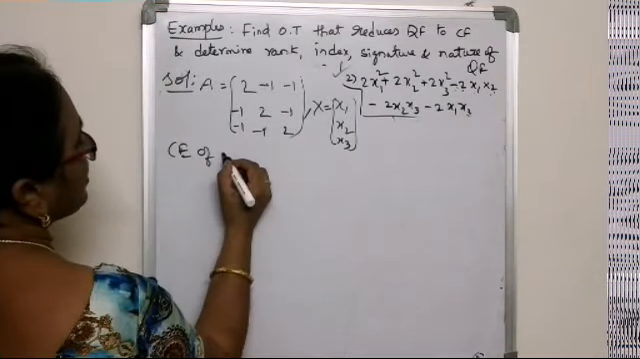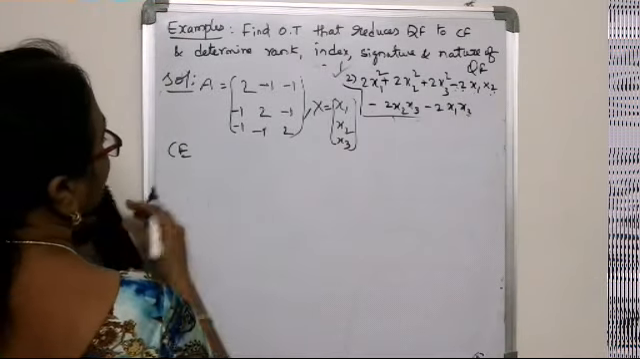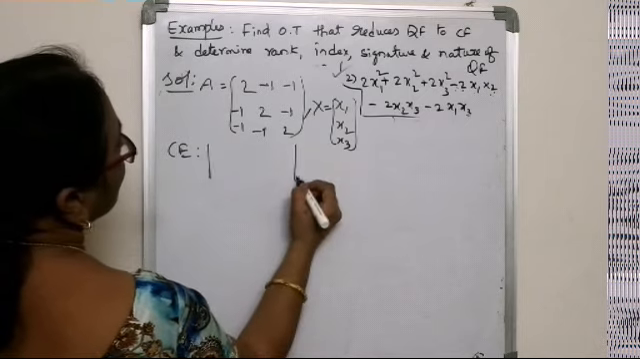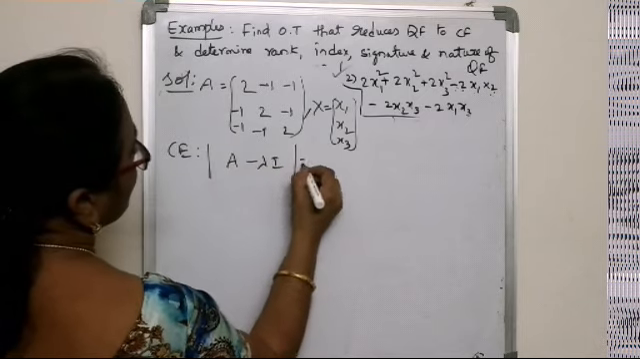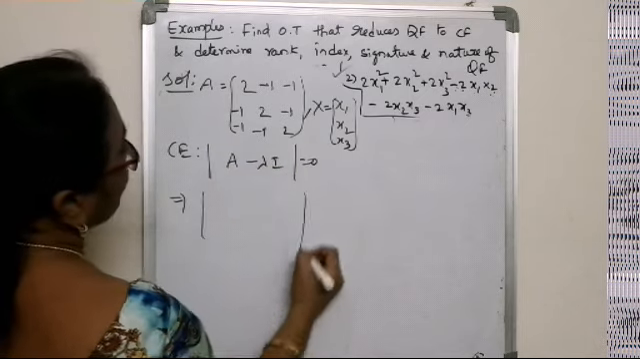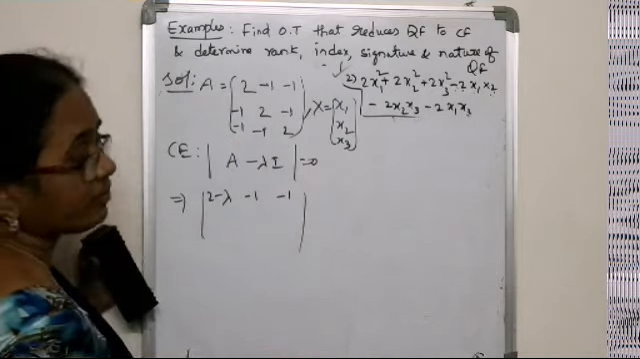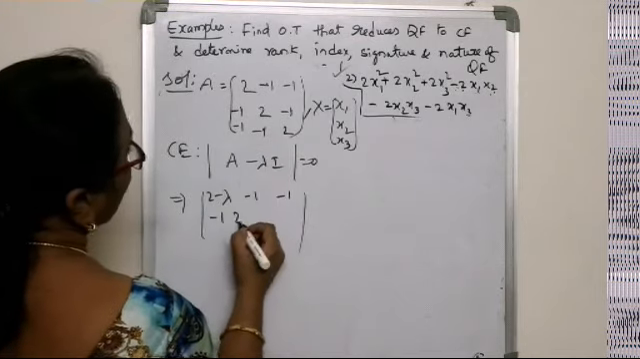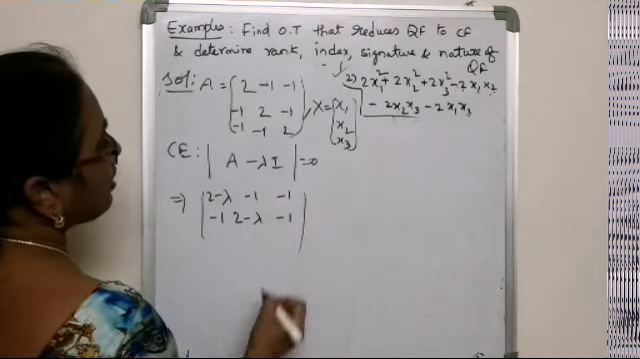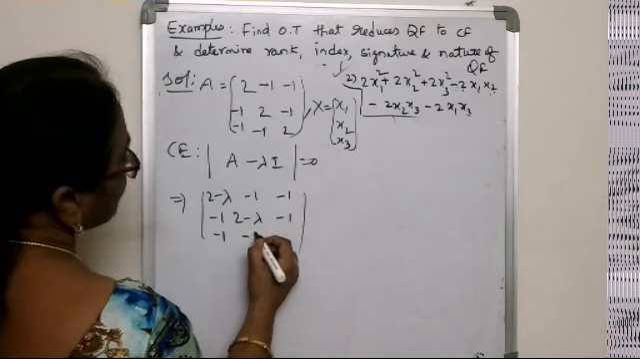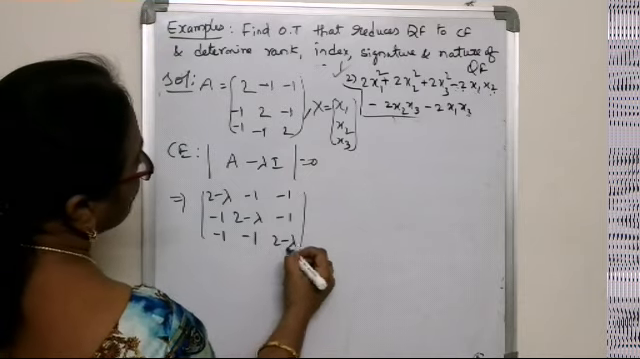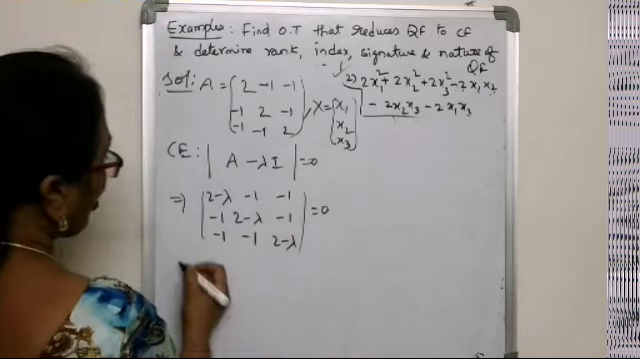Now the characteristic equation of this is det of A minus lambda I is equal to 0, which gives us the det of, from the first row 2 minus lambda, minus 1, minus 1, from the second row minus 1, 2 minus lambda, minus 1, from the third row minus 1, minus 1, 2 minus lambda, is equal to 0.